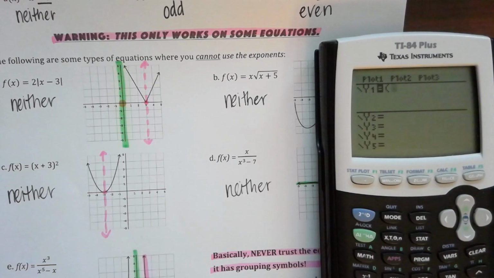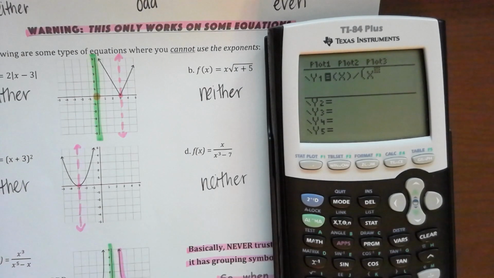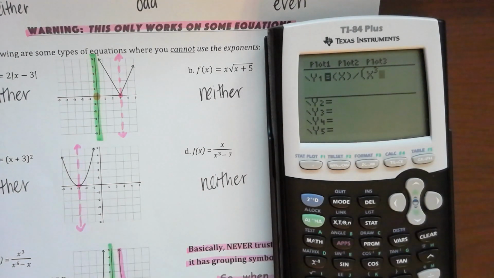Parentheses. X. Close your parentheses. Divided by parentheses x. To get the cube, you have to hit the caret key, which is underneath clear, and it gets you up there. 3, because it's to the third power. To get out of that exponent, you have to hit the right arrow. You see how it brought it back down and made it big again? That's what you're looking for. Minus 7. Close those parentheses.